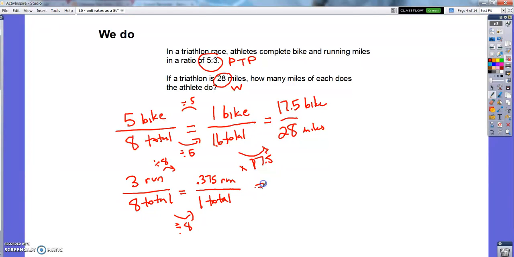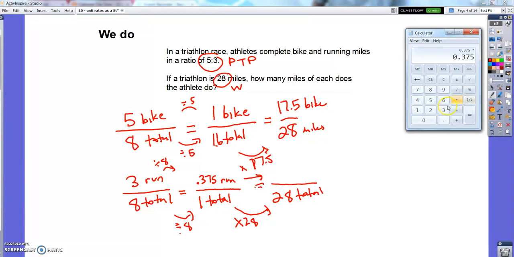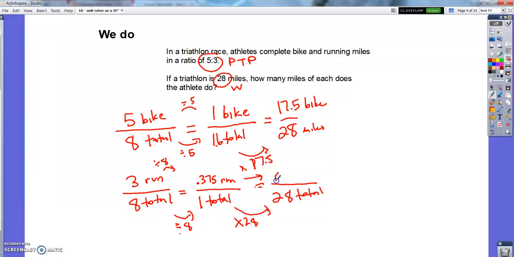And so now when I jump up, the denominator is going to be easy, right? I know I'm going to do 28 total miles. And so it's pretty easy to figure out what I multiplied by there. So I'm just going to do that on the top. Times 28. 10.5 running miles.